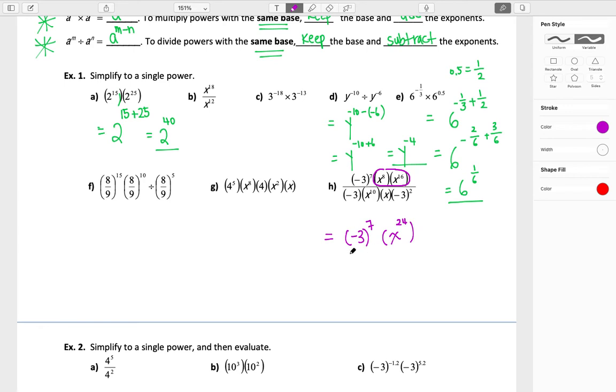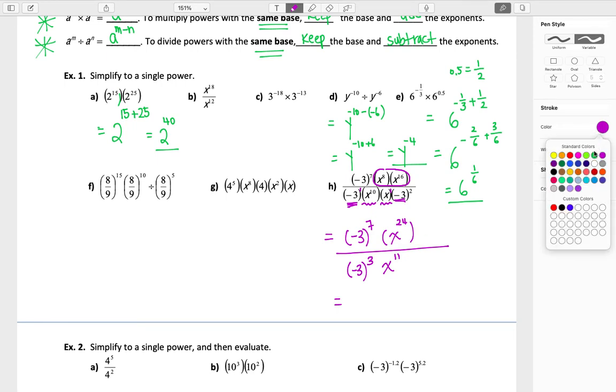Okay. And then over here, I noticed that we have the same base of negative 3 and negative 3. When you're multiplying, you add the exponent. So there's an invisible 1 here. So 1 plus 2 is 3. And then we also have a like term here, x and x. Because they're multiplying, it's going to be 10 plus invisible 1. So x to the 11.